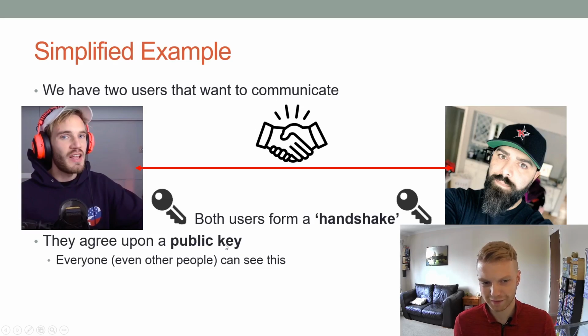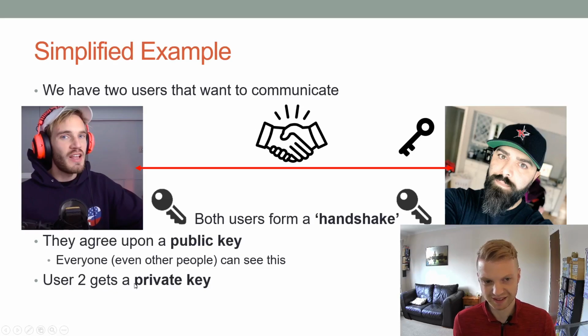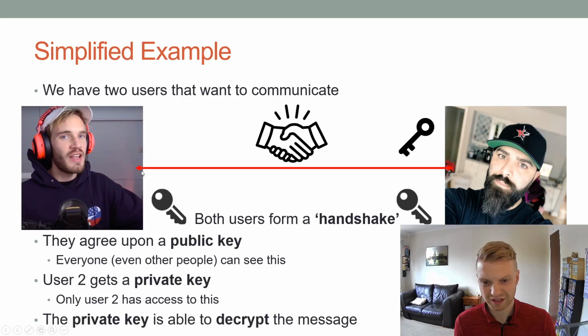So what they also have to do is make a private key. It's not exactly the same, but it helps decrypt the public key. I'm not 100% sure how it works. I know there's a lot of complicated math involved, but they make a private key that helps solve that math. So only user 2 has access. Only this man has access to the private key, and it will help him decrypt it once the message is sent.